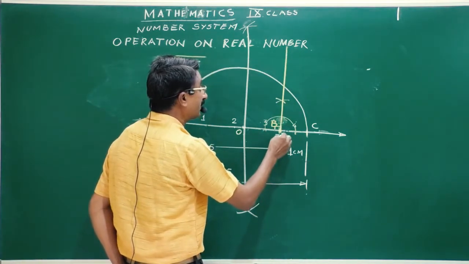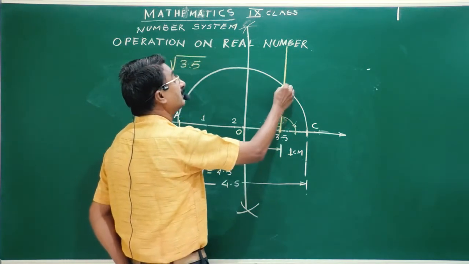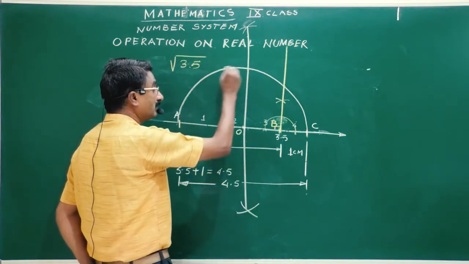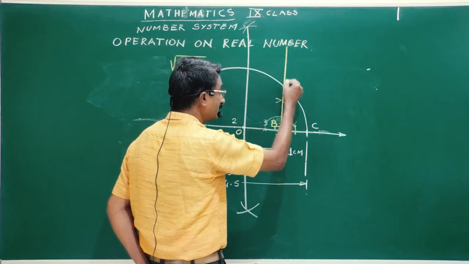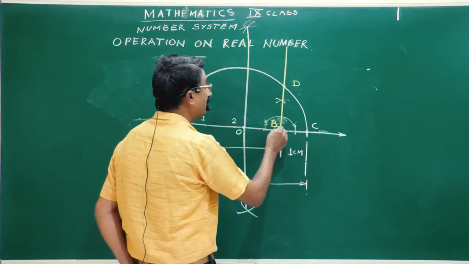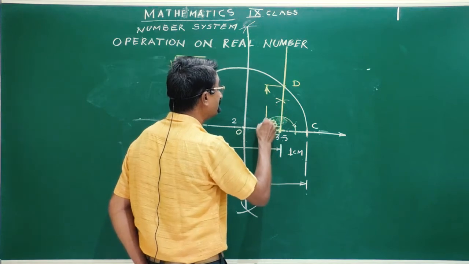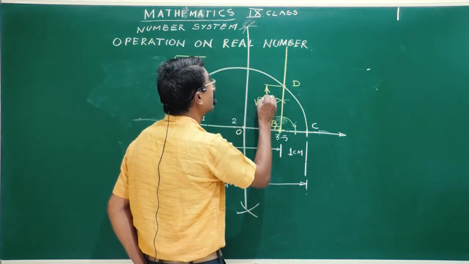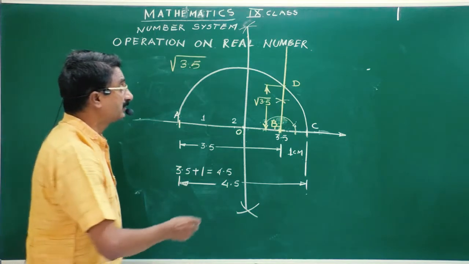So this is perpendicular at which point? At B, which is 3.5 from A. So this perpendicular line will intersect this semicircle. This semicircle is intersected by this perpendicular line. This is point D. Now this BD distance is under root 3.5. This BD distance is under root 3.5.